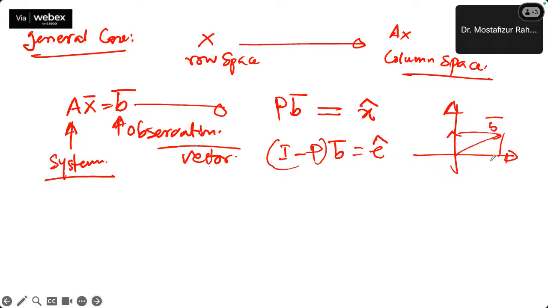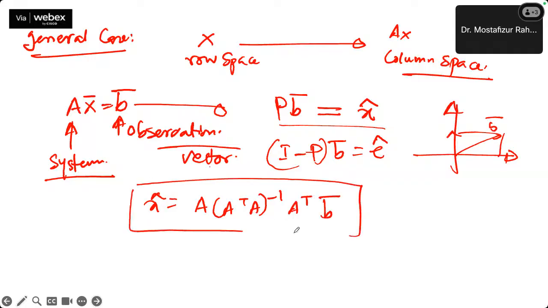This is my b vector. So basically my solution X hat will be (A transpose A) whole inverse A transpose times the b vector. So this will be your ultimate solution, irrespective of whatever your A is, but A is full column rank. So this is your solution.